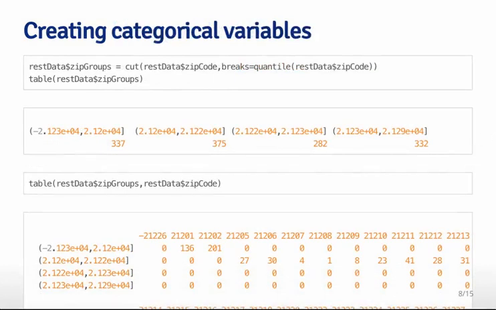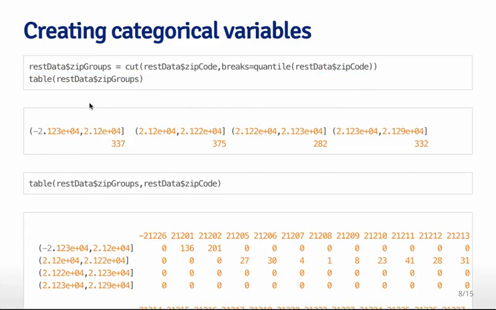You also might want to make categorical variables out of quantitative variables. For example, we might want to break the zip codes up into consecutive numbers. Here I'm going to create a variable that I'm calling zip groups, and I'm going to use the cut command. I'm going to apply it to a quantitative variable, the zip code, and tell the cut command that I want to break it up according to a list of values that I give it. In this case, I'm going to break it up according to the quantiles of that zip code.